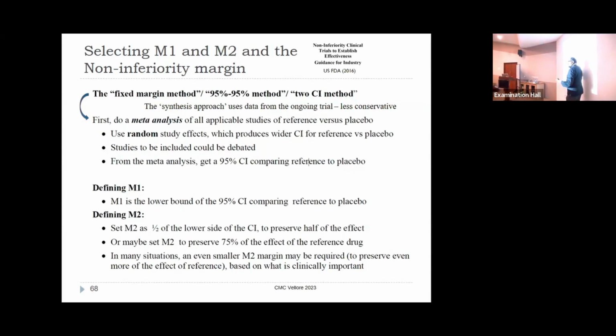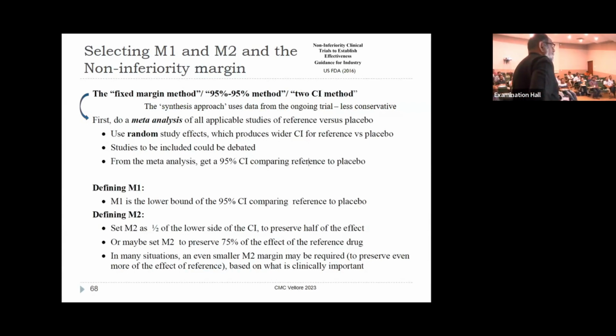Or you can be even more stringent and say, I want to preserve 75% of that. You have to choose one of those two. This will be even smaller. It will be a larger sample size. And that's difficult to do, right? And so in some situations, M2 may be smaller than that, but they will not accept anything that doesn't preserve at least half of the effect of the other.